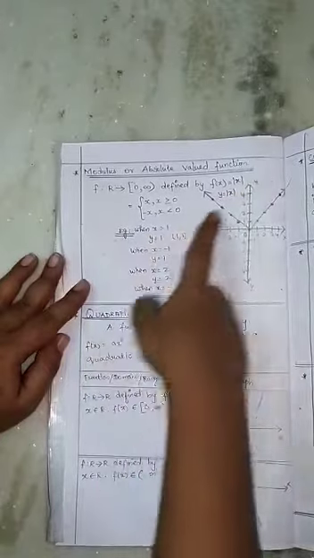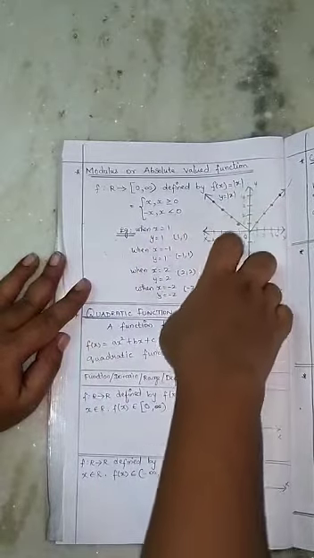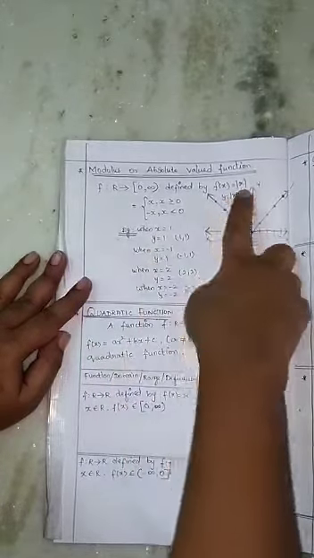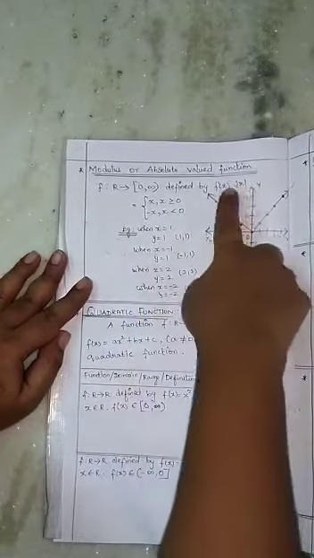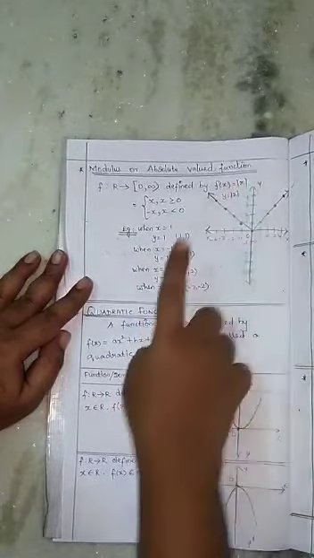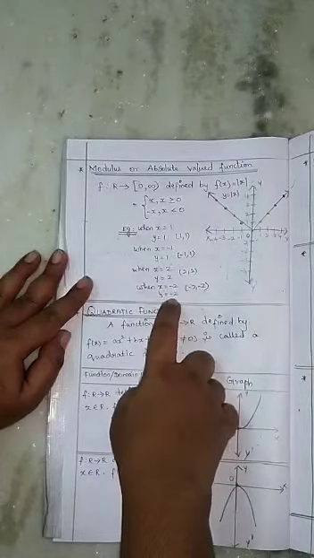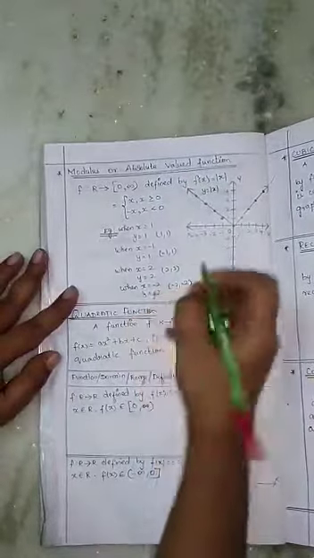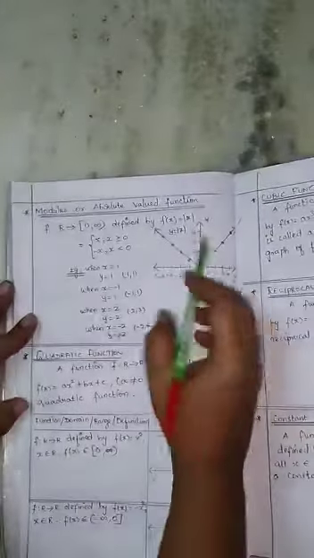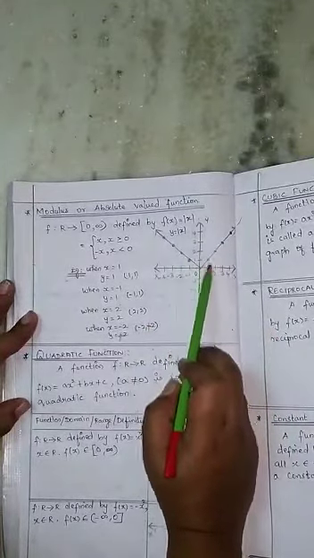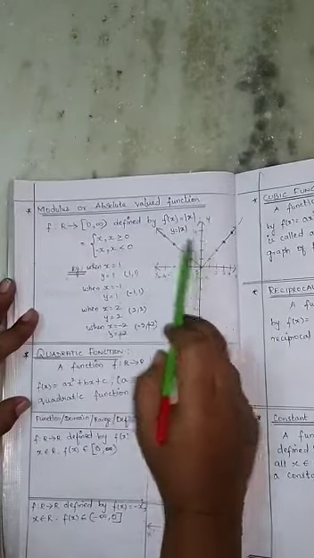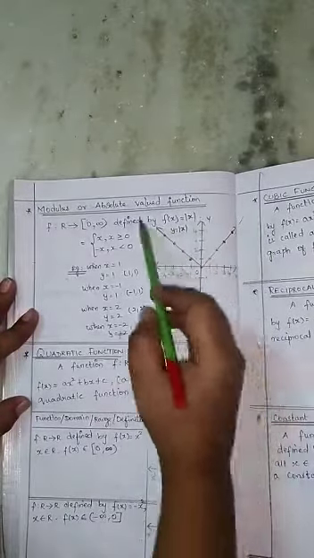Modulus means, as you know very well, if you put a minus value, we will consider it as a plus value. If you put 1, you will get 1. If you put minus 1 also, you will get 1 only, because modulus means we consider a minus value as a positive value. 2 gives 2. Minus 2 also gives 2. Here minus 2 gives plus 2. So if I map the points 1 comma 1, minus 1 comma 1, 2 comma 2, minus 1 comma 1 like that, I will get a V shape.